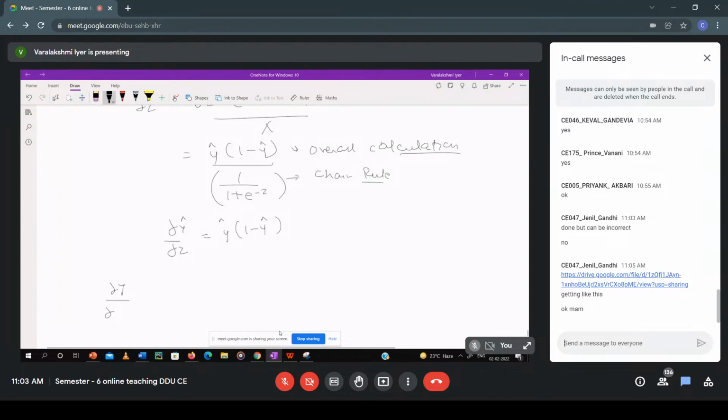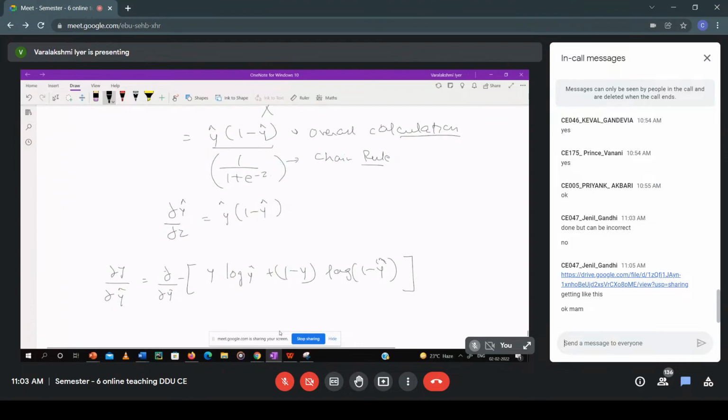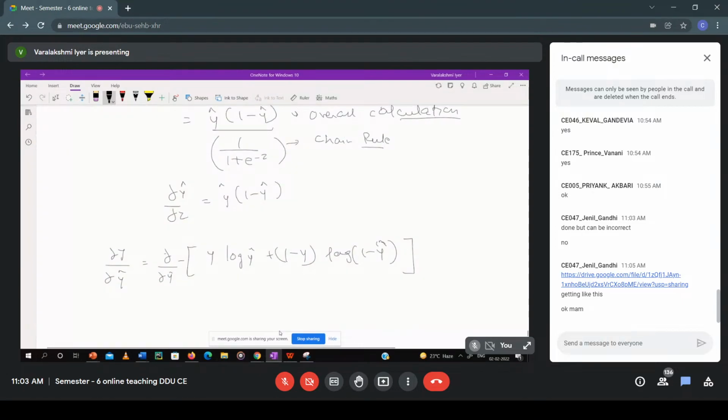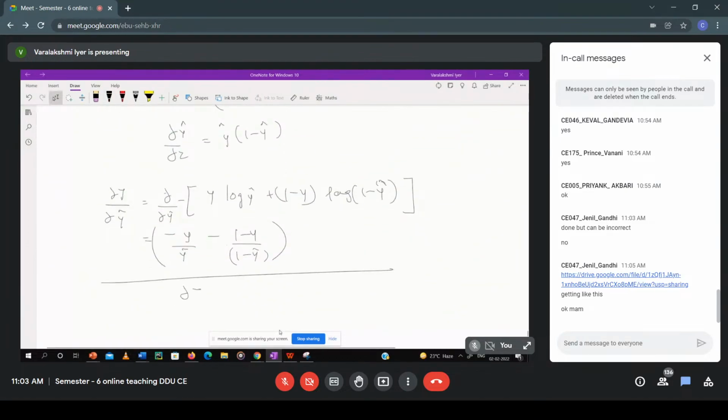And finally, del j upon del y hat: we know that j is y into log of y hat plus 1 minus y into log of 1 minus y hat. We already know the differentiation of log: log of x is 1 upon x. So it will be y upon y hat minus 1 minus y upon 1 minus y hat. If you perform the product of all of this, your final del j upon del theta will be y hat minus y into x.